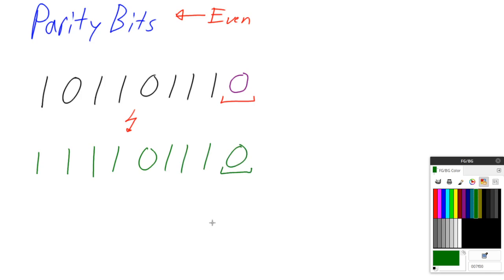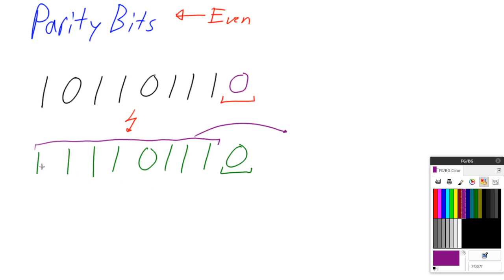So here's what we do. We don't really look at this bit yet. We instead take these bits here, right? We take our data bits and we compute what the parity bit should be.